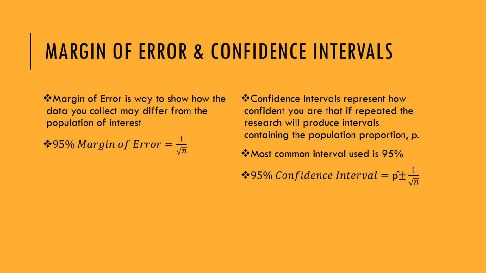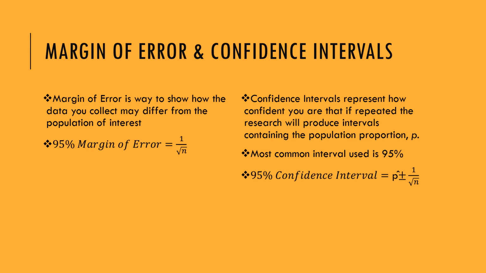Another thing to consider is your margin of error and confidence intervals. The margin of error is a way to show how the data that you collect may differ from the population of interest. In other words, how many percentage points off from the real population is your actual data. The most common margin of error used is 95%. The way to calculate that is 1 over the square root of n, where n is your sample size.